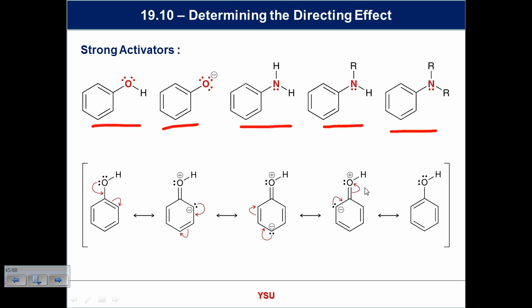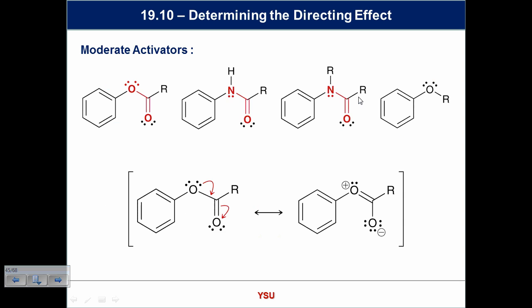So here I've got strong activators. If you're not given the lone pairs, you should know by now to put them in. And you can see now that we can push electron density into the cycle from each of these species. Okay? And you can do that with nitrogen. And we can draw resonance structures, in fact, where the carbons at the ortho and the para positions become delta negative. That makes them more nucleophilic, that makes them faster. That's activation. So lone pairs, other than the halogens, are going to activate.